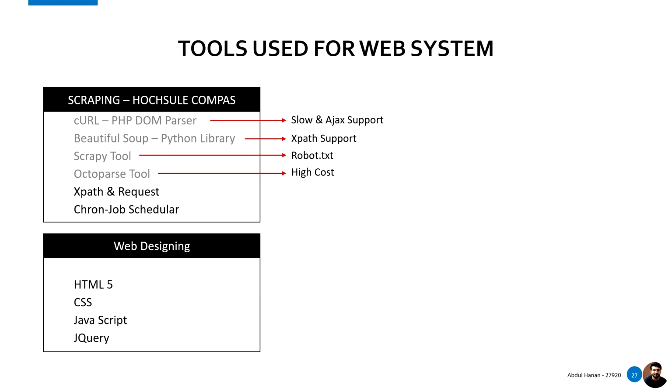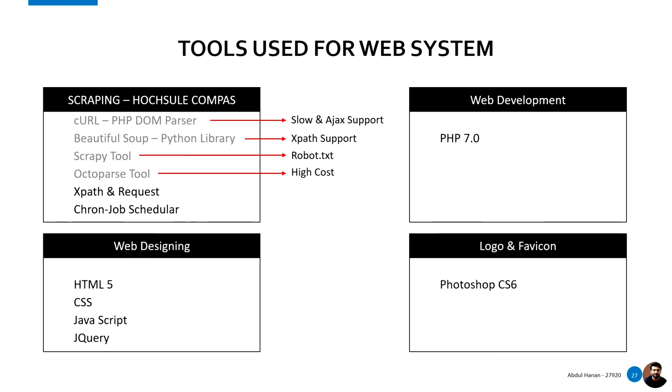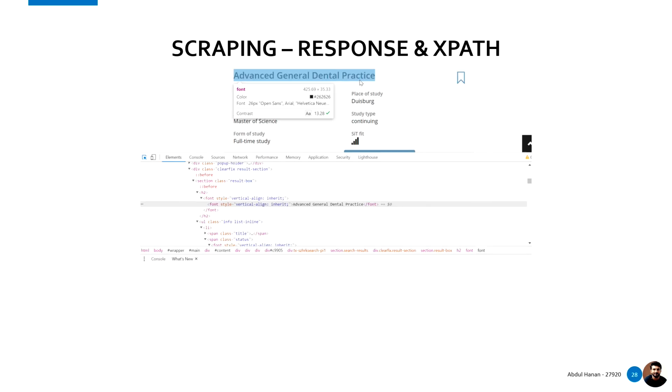In order to build the structure and design of our project, we used HTML5, CSS, JavaScript, and jQuery. We used PHP 7.0, which is Hypertext Preprocessor language, for the backend development of our project. For logo designing and favicon designing, we used Photoshop CS6. Moving on to explain the scraping section in detail, we consider the following examples from our project.